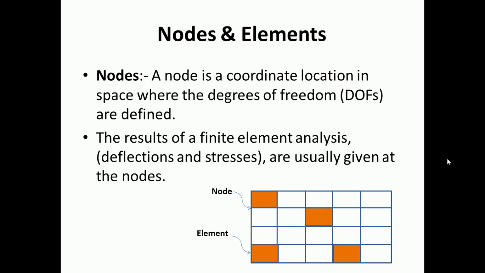Now the results of our finite element analysis, that is the deflections and results, are calculated at nodes. Talking about the stresses, they cannot be calculated at nodes but are calculated at Gauss points, which can be explained later. Now in the real world there are 6 degrees of freedom, as we already know, that is 3 translations in XYZ and 3 rotations in XYZ.